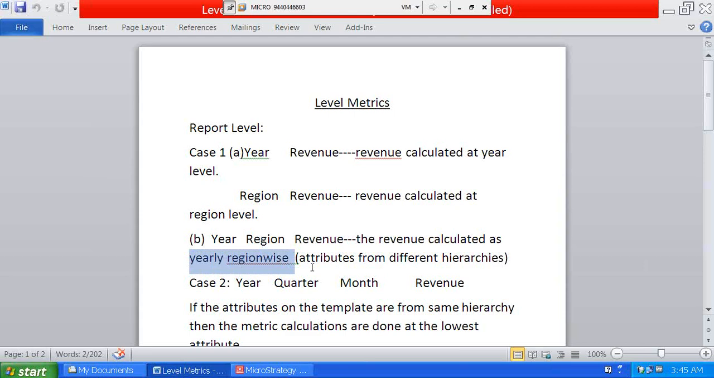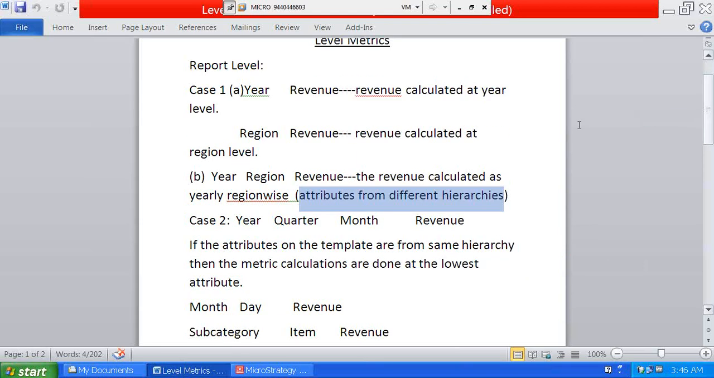So one more point to be noted is that here the attributes are from different hierarchies. Year is from the time hierarchy, region is from the geography hierarchy, like that they are from different hierarchies. Now this is all about a single metric with a single attribute each on the template, or multiple attributes on the template from different hierarchies. There can be category and region, there can be category and year, like that.